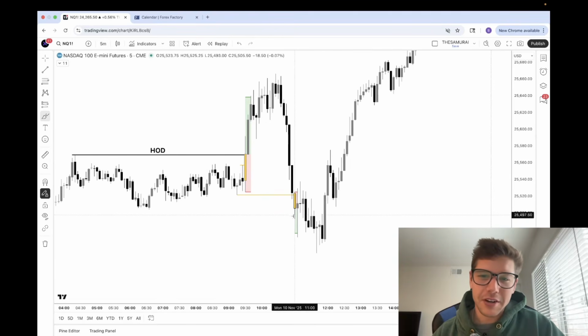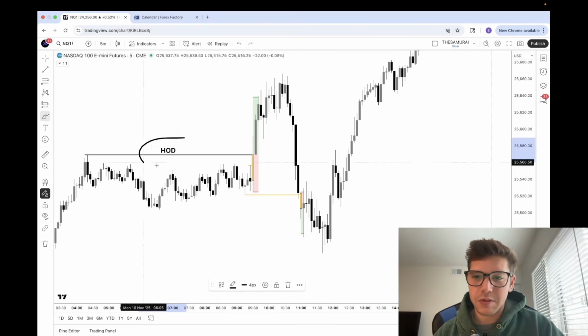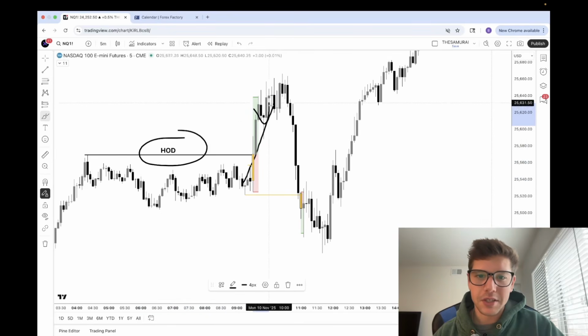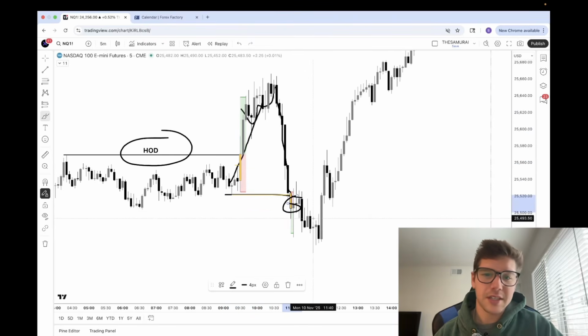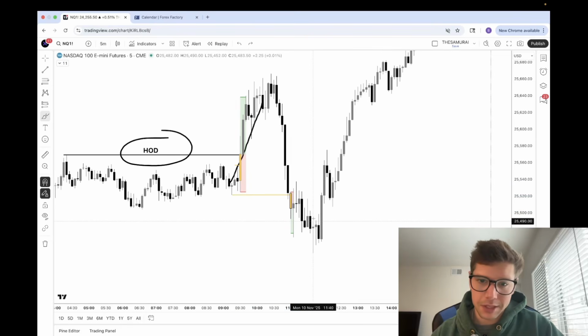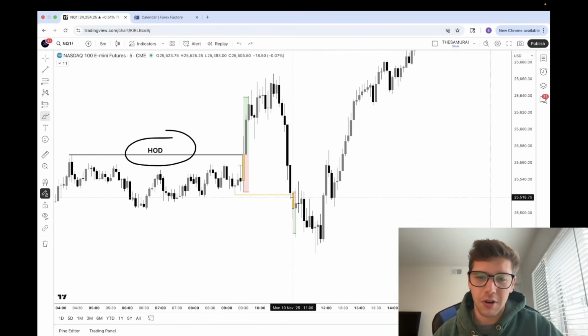This second trade down here is a manipulation trade, right? Because we've taken out the high of the day, price accumulated, and now it's rushing down below the bottom side of the range. So this is still an A setup due to the fact that it is a manipulation trade. The only thing I do not like about this trade is that it's so far late into the session.